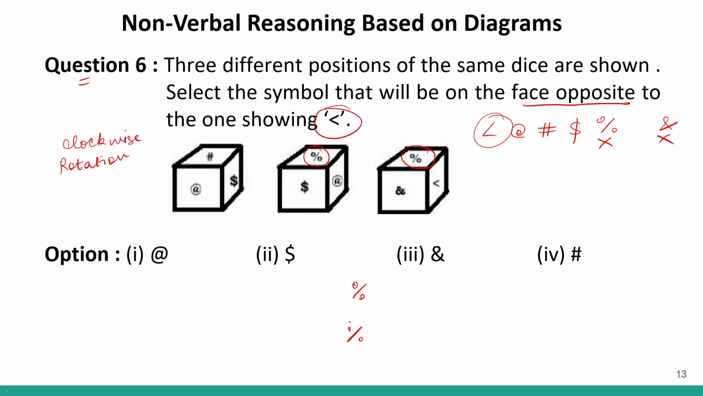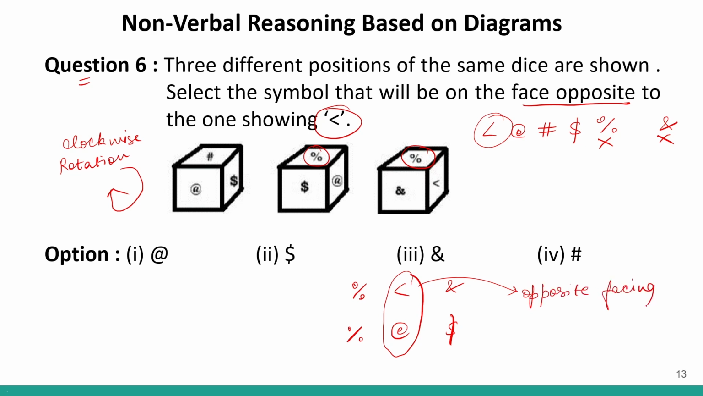This we already discussed in the previous class. And then I'll move clockwise. So this direction. If I move clockwise, the next will be this and this. And similarly, if I move clockwise, next will be this and this. So these are opposite facing letters or symbols in this case. So the symbol opposite to this sign will be at the rate, which is given in option number 1. So option number 1 will be your correct answer.